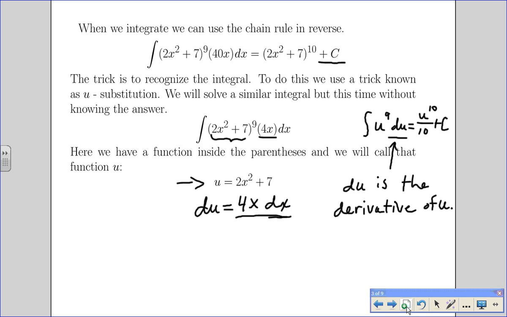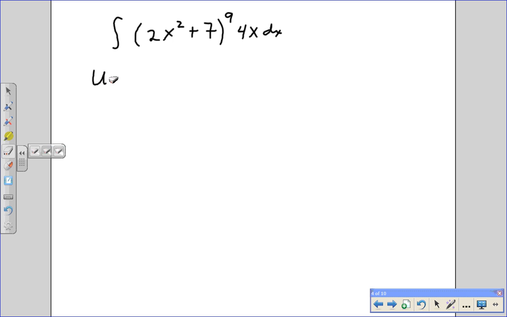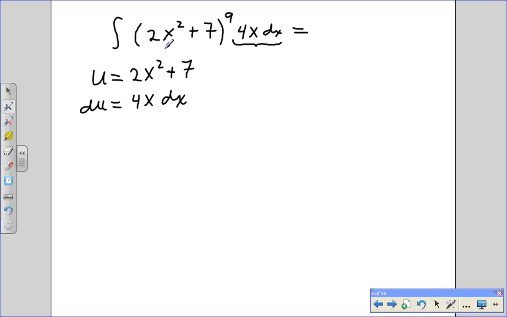And now what I can do is I can rewrite that integral. And I'm going to do that on a new page here. So what we did, we started off with the integral of 2x squared plus 7 to the 9th times 4x dx. And we said, well, we're going to let u equal 2x squared plus 7. Du, the derivative of u, is 4x dx. And now I can substitute. This 4x dx, that's du. And this 2x squared plus 7, that's u. And so I get exactly what I want. I get u to the 9th du.